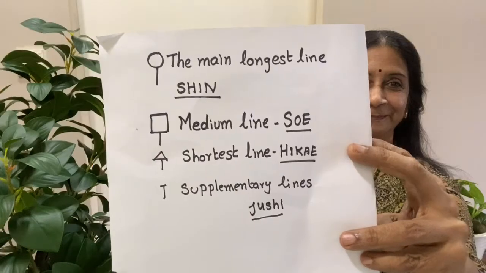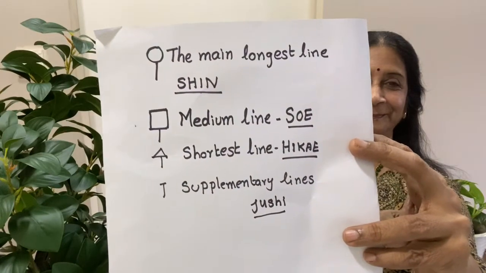There are three main lines. Shin, so and hikae are the names given to them. The longest one is called shin, the medium line is called so, and the shortest one is called hikae. Shin, so, hikae, the main lines.